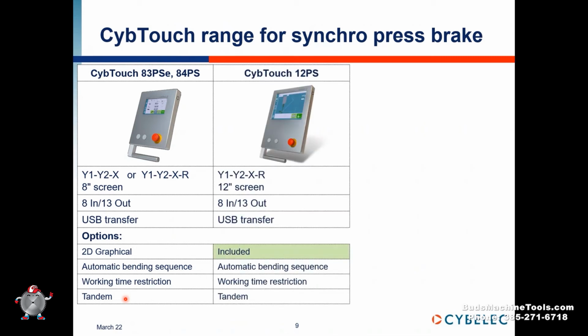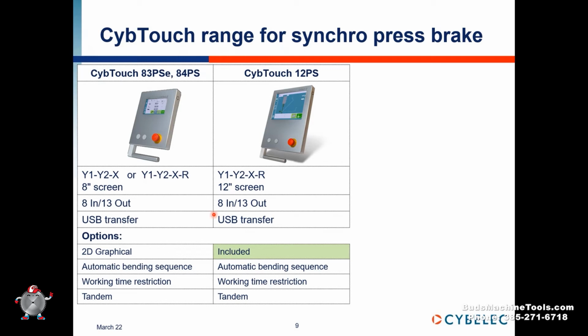Then the SIP-Touch 12. As mentioned, and as you can see, the screen is larger, so the user friendliness is better. It's easier to program on this SIP-Touch, and especially when you have to access parameters with the fingers, it's easier. So 12 inch screen, and per default Y1, Y2, X, and R. So 4 axes per default.